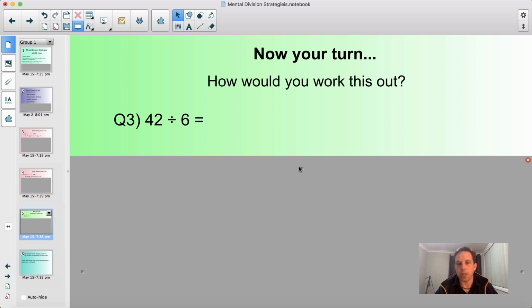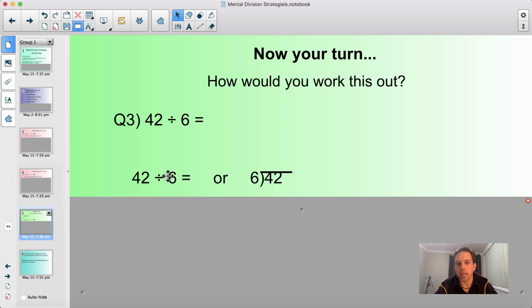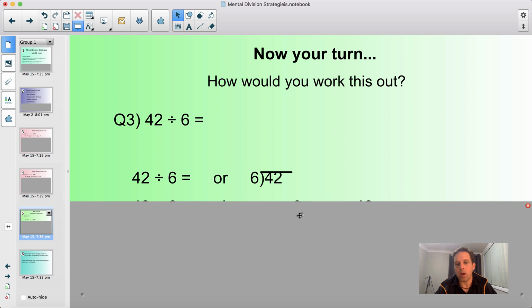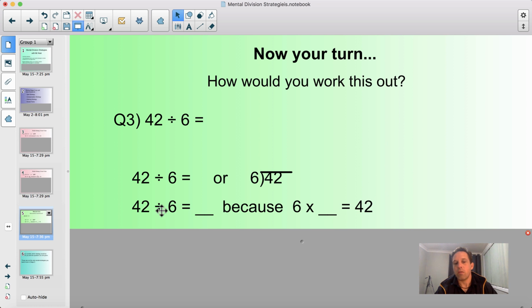Now you've answered the question, let's look at the working out to see whether you've got it correct. So we can write it as 42 divided by 6, or 42 divided by 6. Now we know that 42 divided by 6 equals something because 6 times something equals 42. Now our answer, knowing my multiplication tables, is 6 times 7 equals 42. So therefore 42 divided by 6 equals 7. You can see these two numbers, because of their inverse properties, equal the same thing.